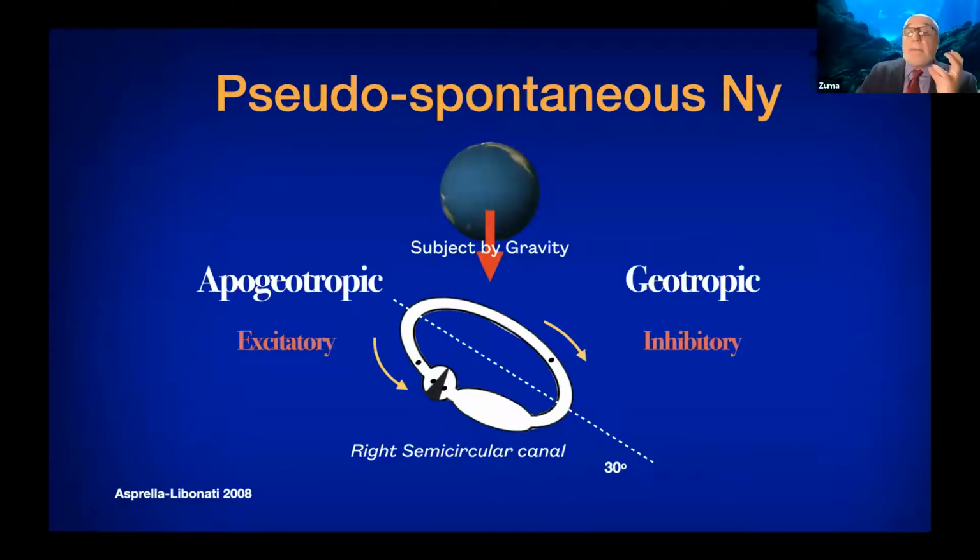The pseudo-spontaneous nystagmus: remember that the lateral canal is inclined at 30 degrees and is subject to gravity. In the case of the geotropic variant, the particles are in the posterior arm, and the stimulus will be inhibitory. In the apogeotropic variant, the stimulus will be excitatory. This is the right semicircular canal, okay?